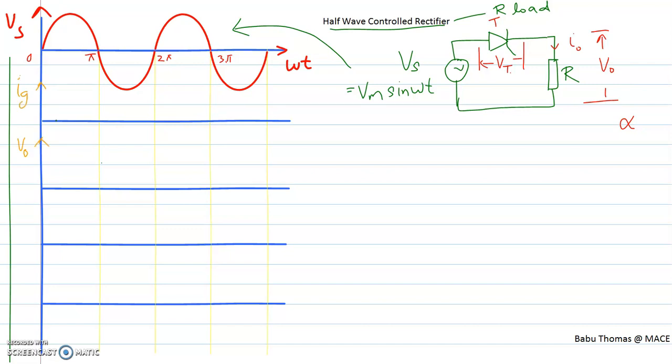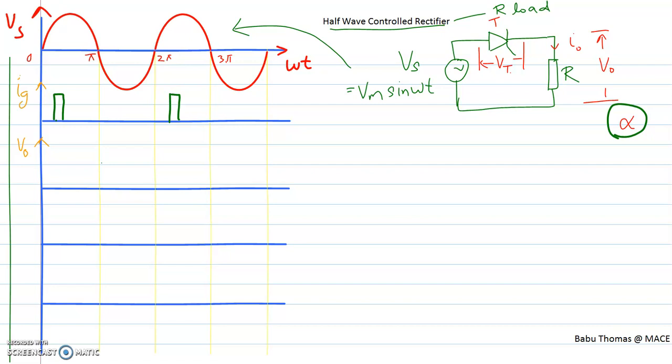Now I am going to fire my thyristor at an angle alpha, and in order to fire my thyristor I need to give the gate supply voltage. That is denoted over here, this point is your Ig. I am going to trigger the thyristor when it is forward biased. This happens from 0 to pi and also from 2 pi to 3 pi. Between pi and 2 pi you don't need to give the gate pulse because the thyristor cannot be turned on when the device is reverse biased.